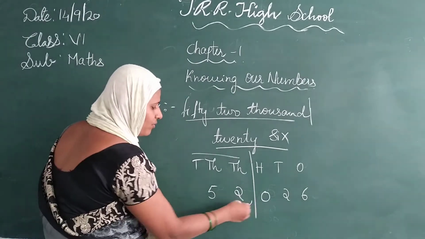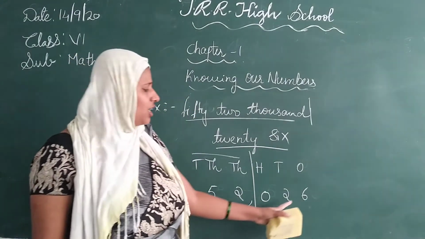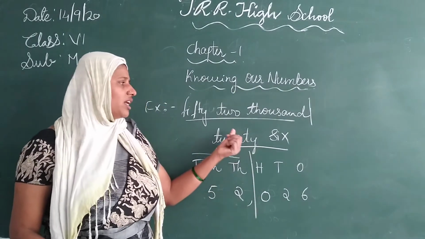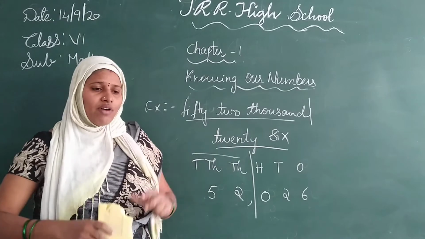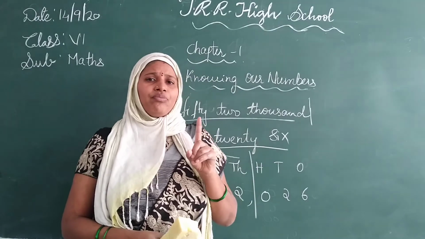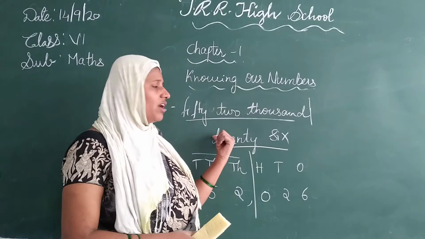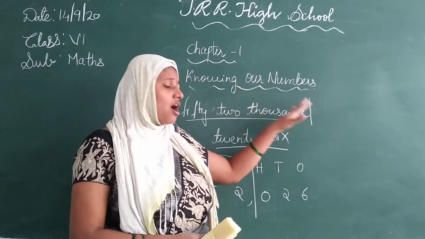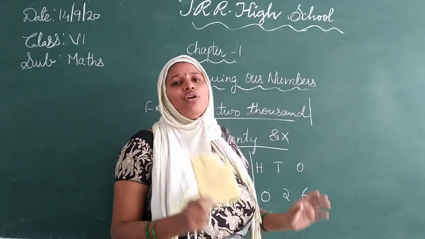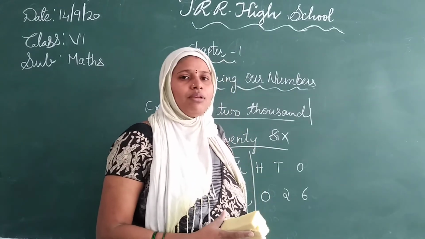So my number is 52,026. This is how we write a number for the given number name. So let us recall what we have learned today. First one is if an expansion form is given, how to write it as a number. Second one is if a number name is given, how to write it as a number. Based on these two things, now I will write a few questions on the board. You just note them down in your notebook and try to simplify.